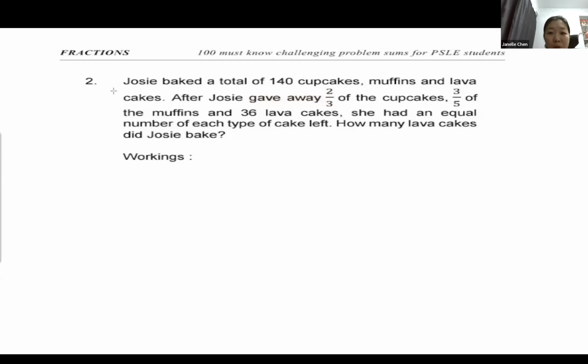Joseph baked a total of 140 cupcakes, muffins, and lava cakes. After Joseph gave away 2/3 of the cupcakes, and then she also gave away 3/5 of the muffins, and then also gave away 36 lava cakes, she had an equal number of each type of cake left.